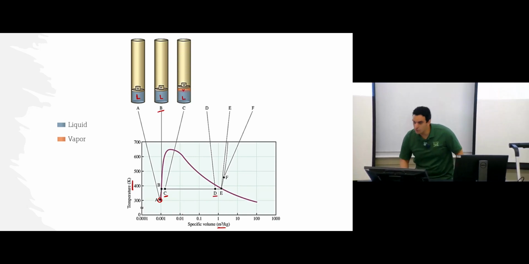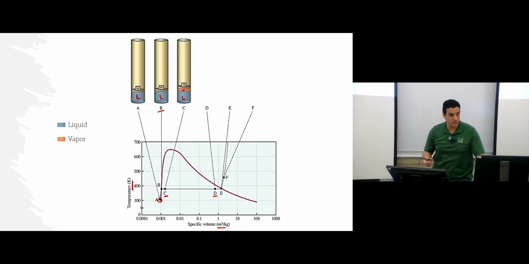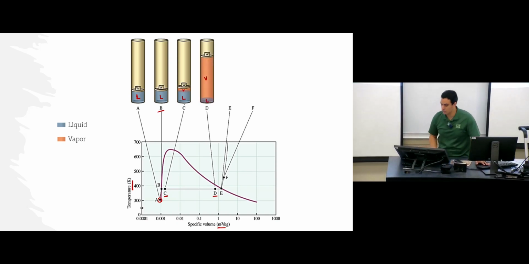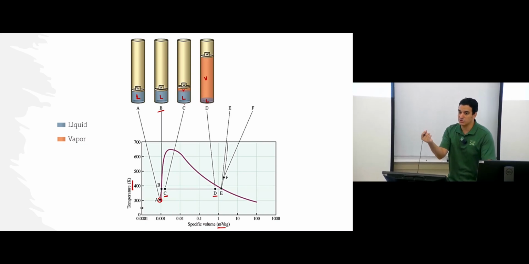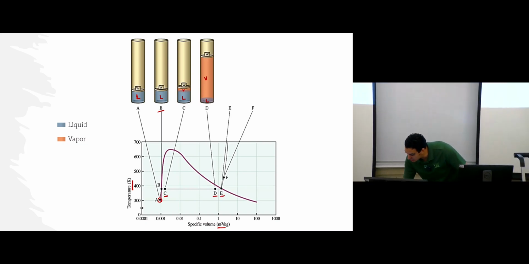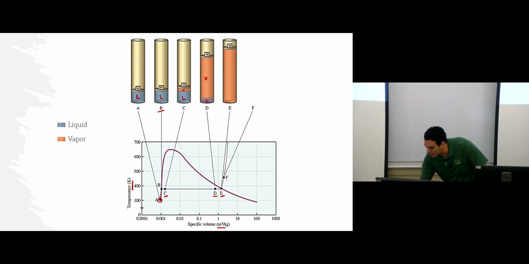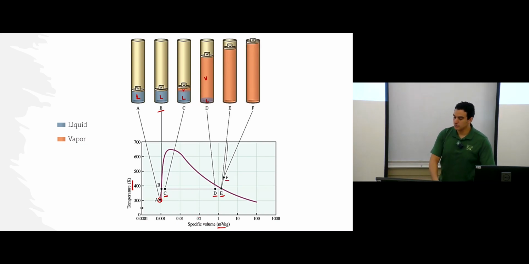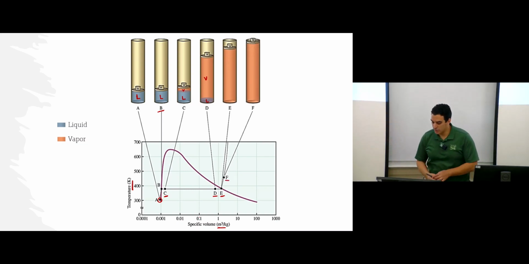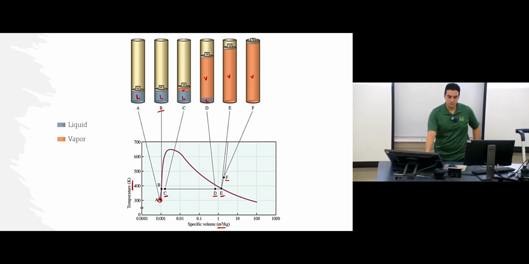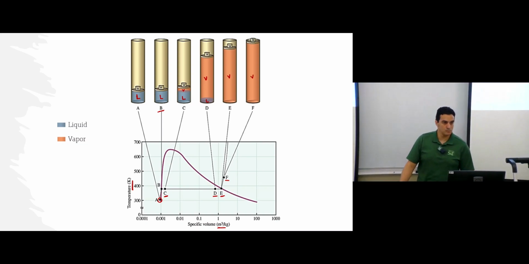At case D, we still have a mixture, but with more vapor. So this is why we have more vapor, and here we have a small amount of liquid. The liquid starts to vanish. Then at E, we have all of it vapor. And then at F, again, all vapor. Okay, so this one is all vapor. This one is all vapor. Clear?